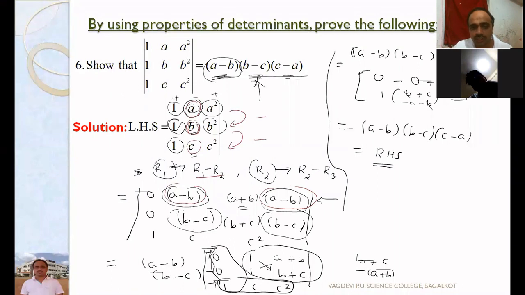In the second row, what is common? In the second row, B minus C is common. By taking B minus C common, I get 0, 1, B plus C. Third row as it is, we cannot change. Then after that, you have to expand. How to expand? By taking the first column. What is the first column? 0, 0, 1. Why am I selecting the first column? Because there are two zeros and the numbers are very easy.